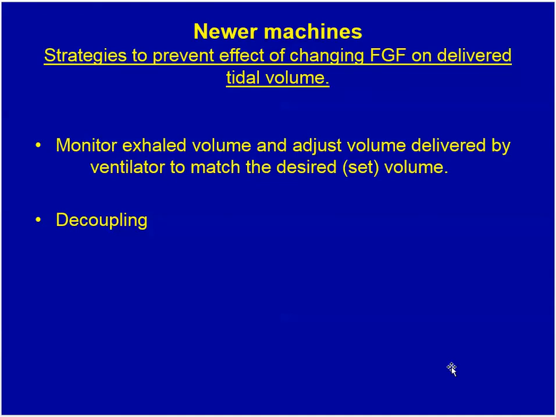Now, there are two strategies that have been developed by companies to prevent this problem. One is to monitor the exhaled tidal volume and adjust the tidal volume delivered by the ventilator to match the desired volume. The second is use of what's called decoupling.